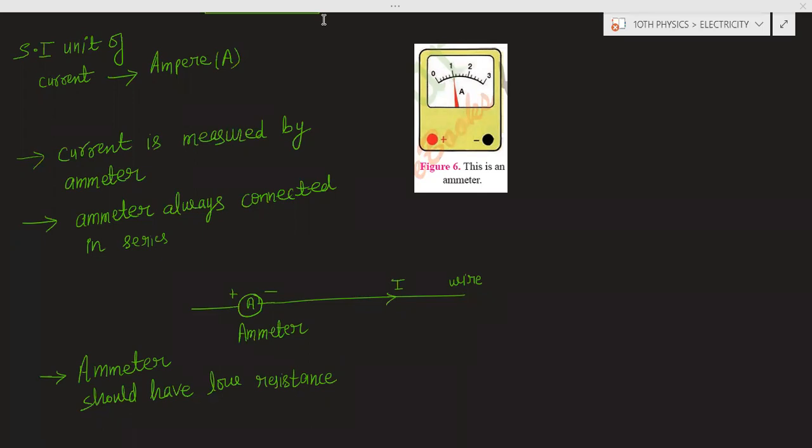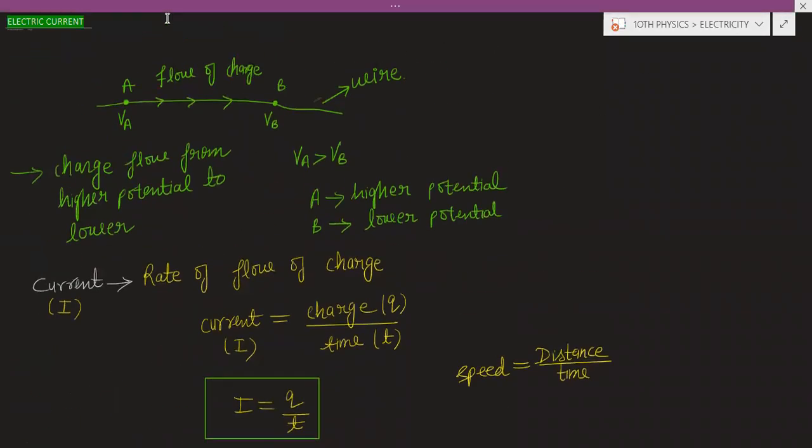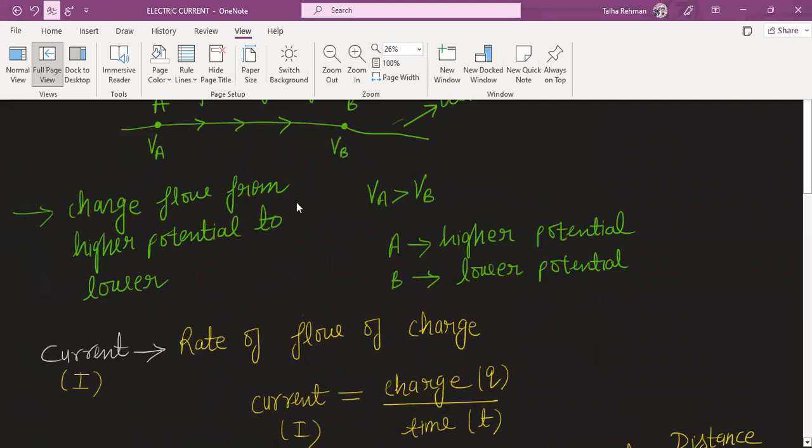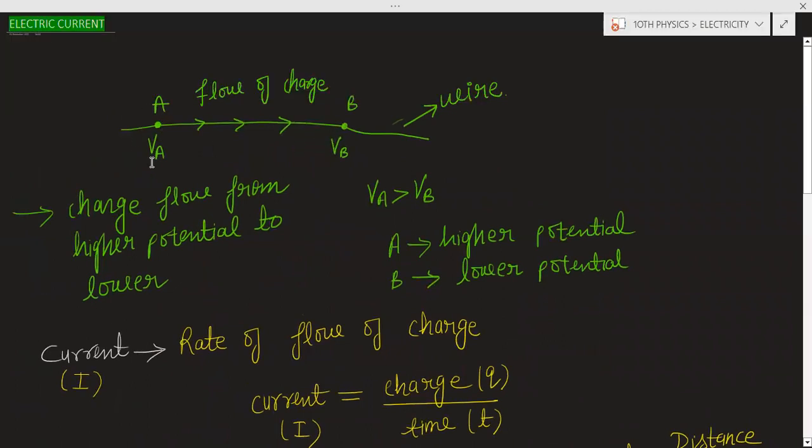Okay, now see here again. If there is a potential difference, meaning A is at a higher potential and B is at a lower potential, the charge will flow from higher potential to the lower potential. Okay.